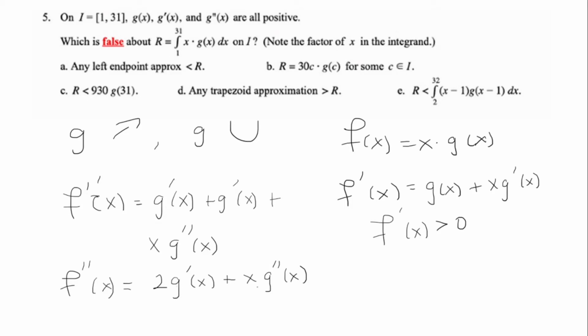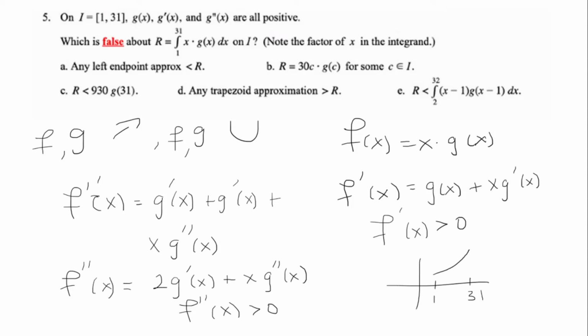We know that g prime and x and g double prime are all positive, so the second derivative is also positive. So not only is g increasing and concave up, so is f. So just to get a rough idea what this looks like, from 1 to 31, it's concave up and increasing. So something like this is good enough.